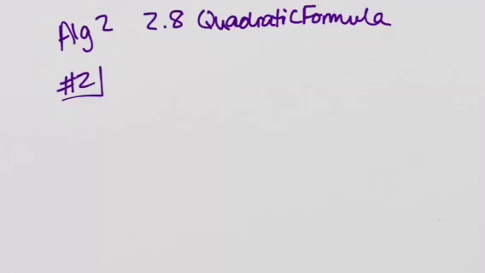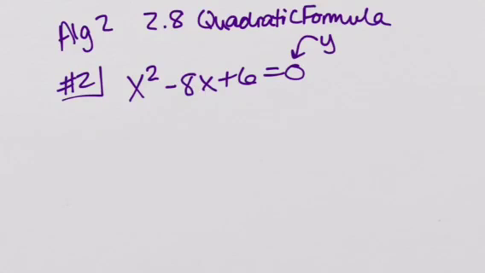Lesson 2.8 is on using the quadratic formula to solve a quadratic. And so what we looked at today is that factoring doesn't always work, but using the quadratic formula will always work. So what we want to do here is do number 2. So it's x squared minus 8x plus 6, and it's set equal to 0. Keep in mind that the y is actually in the 0 spot because we need y to be 0 in order to be on the x-axis.